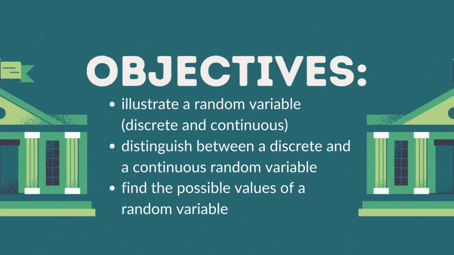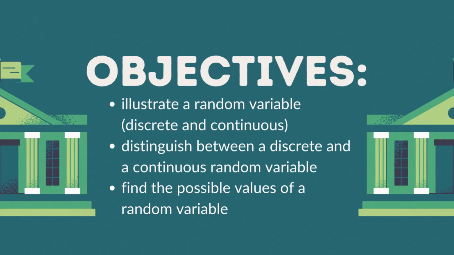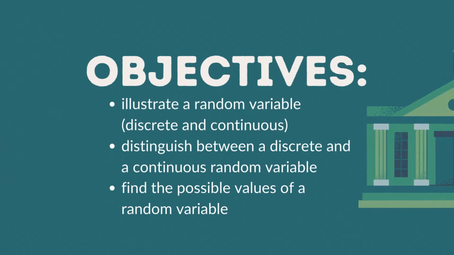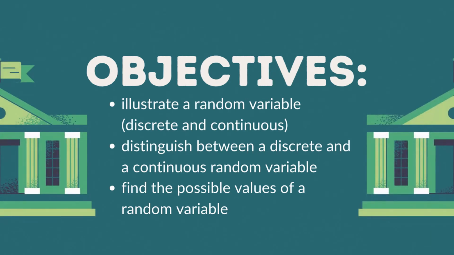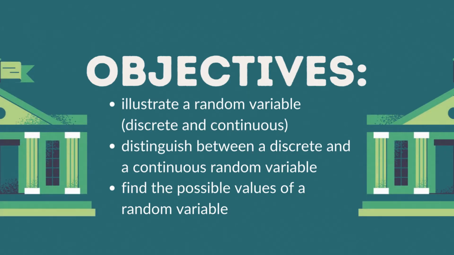Alright, before anything else, let me enumerate the objectives that you will be able to meet at the end of the lesson. First, illustrate a random variable, discrete and continuous. Next, distinguish between a discrete and a continuous random variable. And lastly, find the possible values of a random variable.